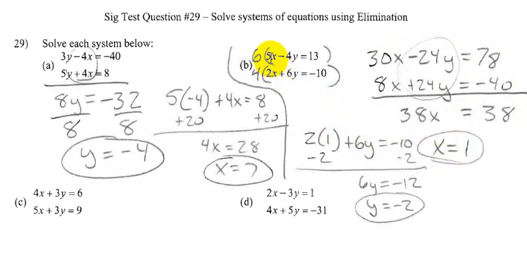Plug 1 in for x into one of these two equations. I chose this one. Doesn't matter. Plug the 1 in. This is a 2, so I subtracted 2. Divided by 6, and that's how I got the negative 2.